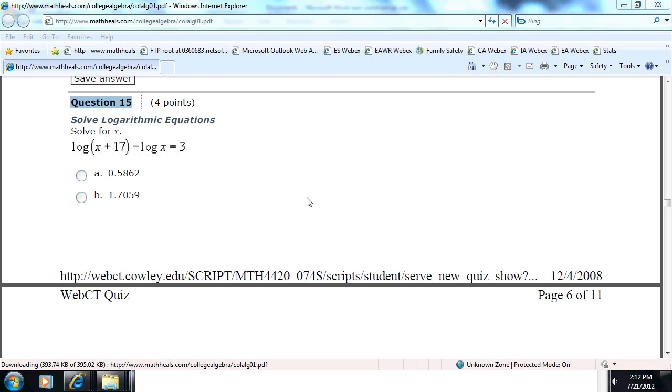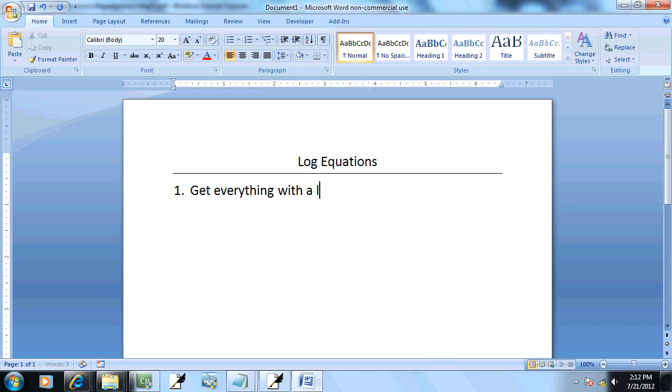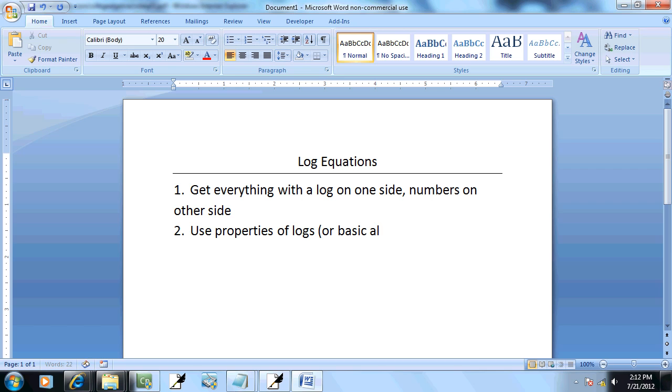Let's take a look at number 15, solving log equations. And let me refresh your memory on the steps. Step 1. Get everything with a log on one side, numbers on the other side. Step 2. Use properties of logs or basic algebra to get a single log.